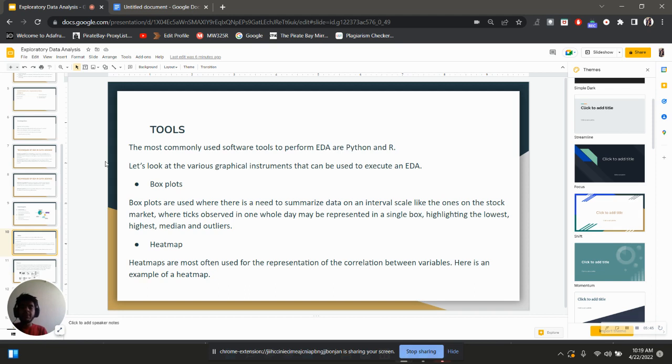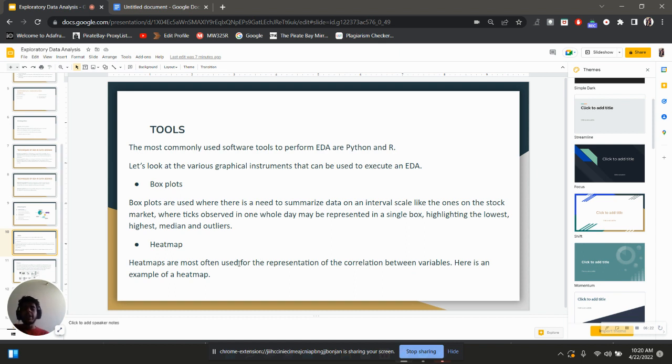Tools. What are the most basic software tools which can be used to perform EDA? Some of them are Python and R, but there are various graphical instruments that can be used to execute an EDA. The first one among them is box plots. Box plots are used whenever there is a need to summarize data on an interval scale, like the ones on the stock market, where ticks observed in one day may be represented in a single box, highlighting the lowest, highest, median, and outlier.